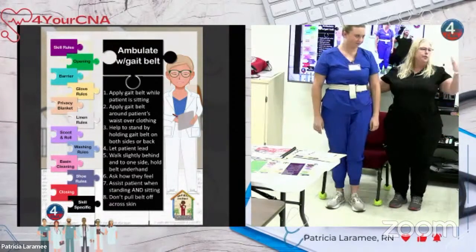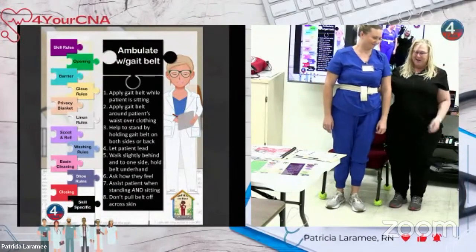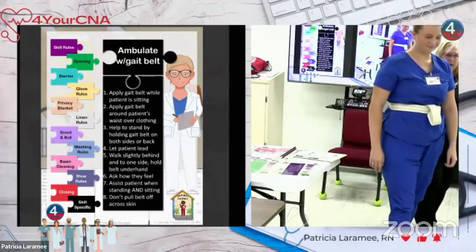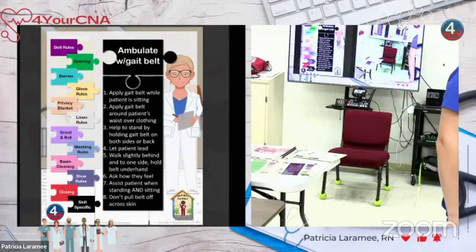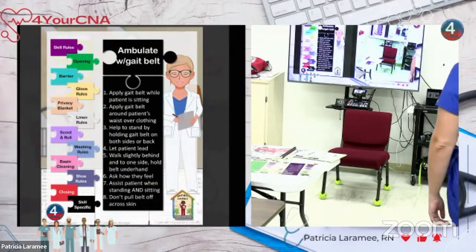Remember, for the test, you are you. Not a 90-year-old. You are you. So go ahead and walk. I'm walking slightly behind and to one side with my hand underneath the gait belt. Go ahead and turn around. And then we're going to walk back to the chair.